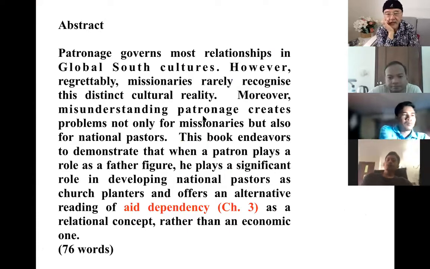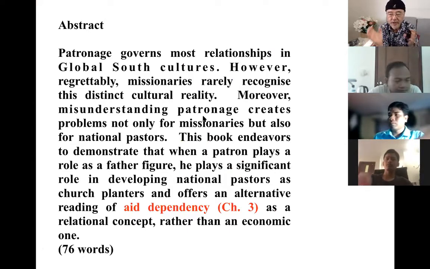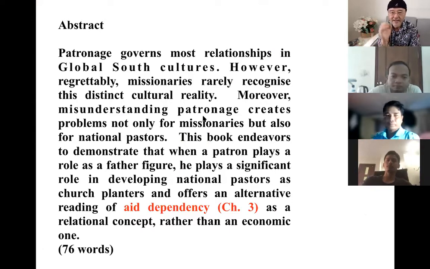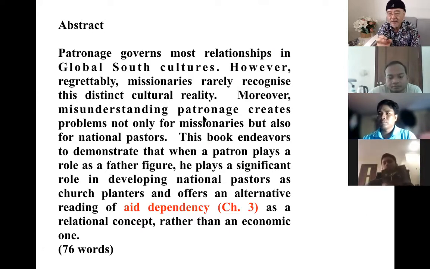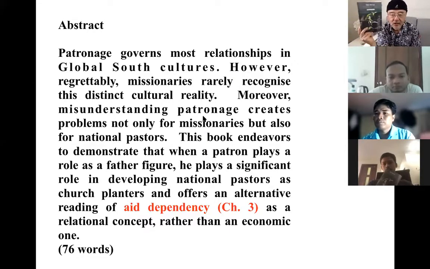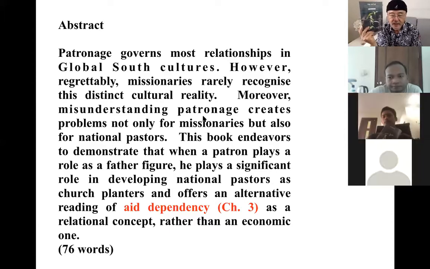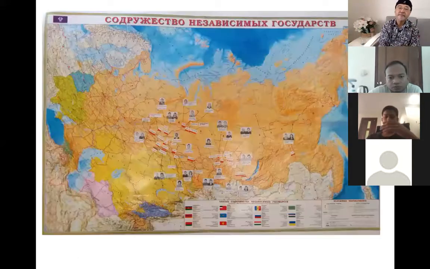So basically, we're talking about the patron-client relationship dynamic that exists in global South, okay? And the key thing that I'm focusing on is aid dependency. So the whole book talks about how to plant a church that does not have to be aid dependent. How can we plant a church in a patron-client relationship where we could have the same partnership, in Korean, 동갑? So how can we have a 동갑 relationship?